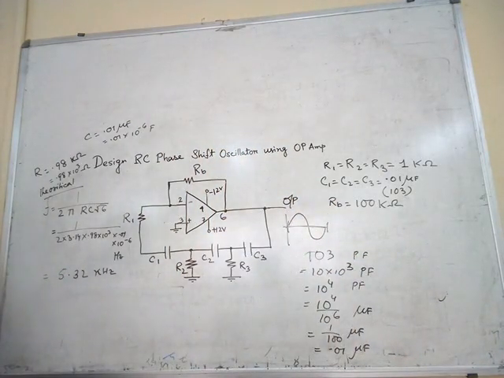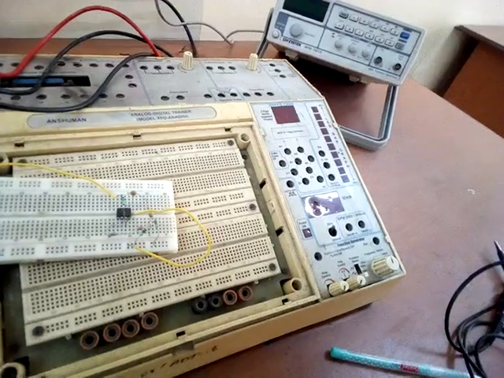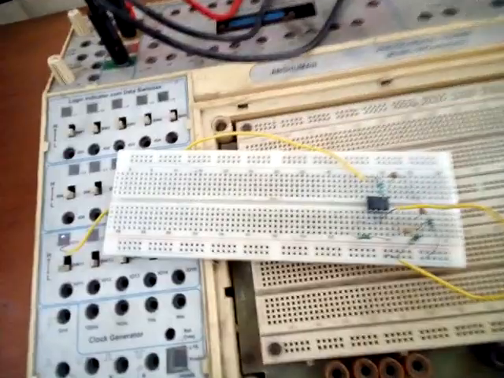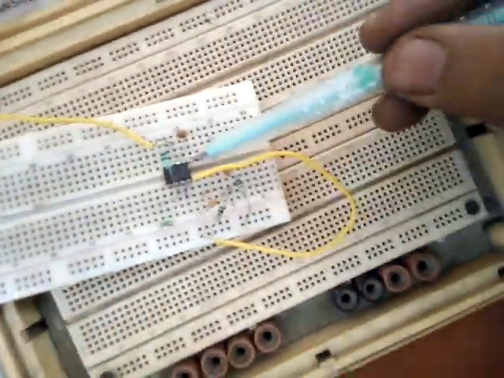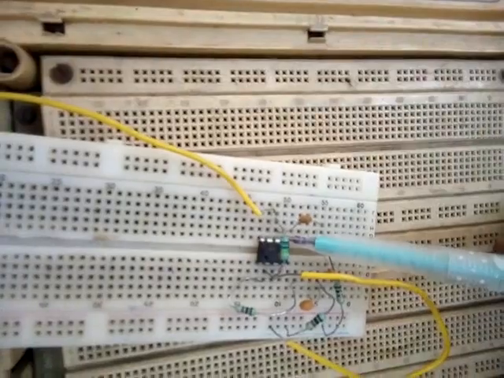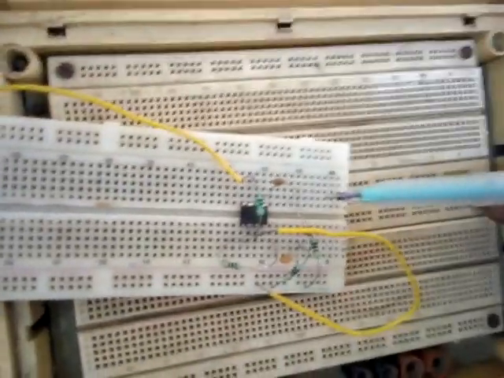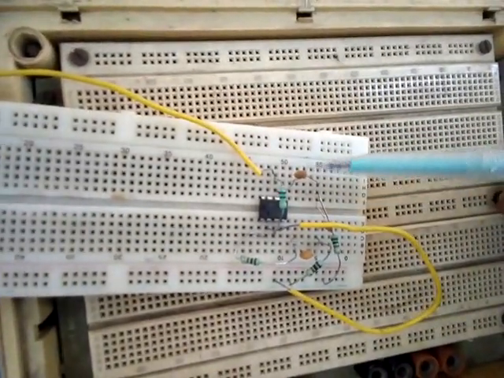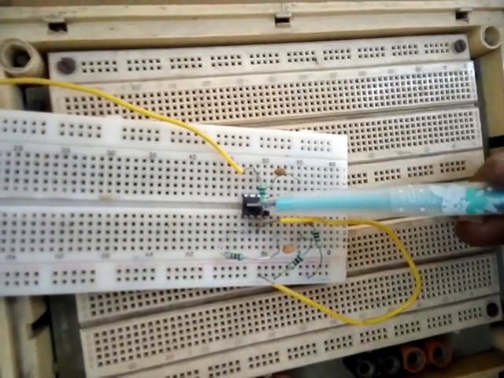Now we go to the kit. Okay, this is the circuit diagram we designed already. This is the 741 IC, you can see it. Keep the rough sheet in front of you. This is the notch.